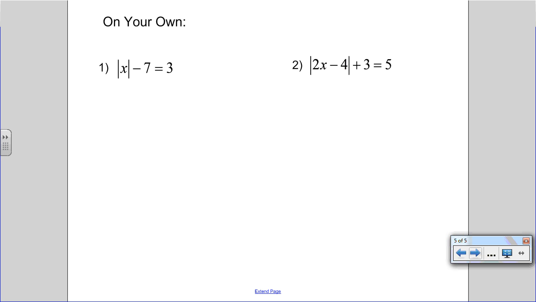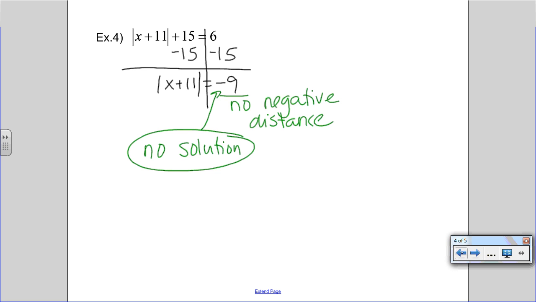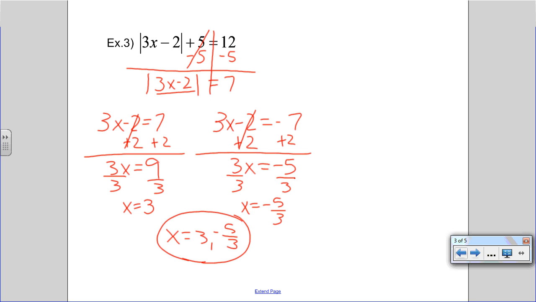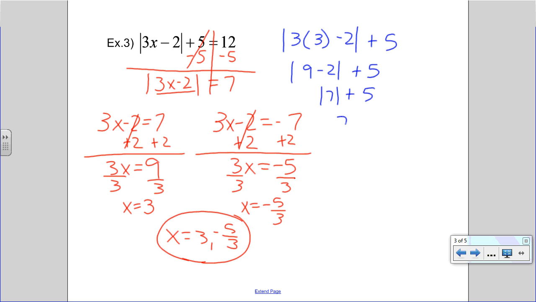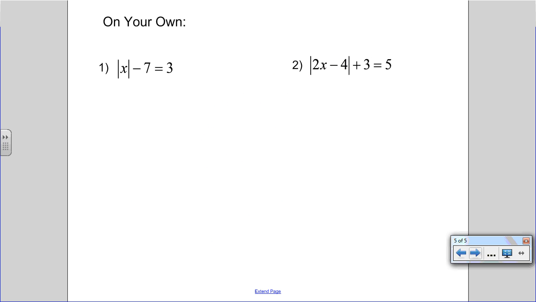And just like any equation, ladies and gentlemen, we can always plug these answers back in and check them. So we could take 3 and plug that in here. The absolute value of 9 minus 2. 9 minus 2 is 7. And then the absolute value of 7 plus 5 is 12. That's the 12 we wanted to have here. So for those of you who are already done with the on your own, while we're waiting for other people to finish, you can go through and check those. But now would be a good time to pause.